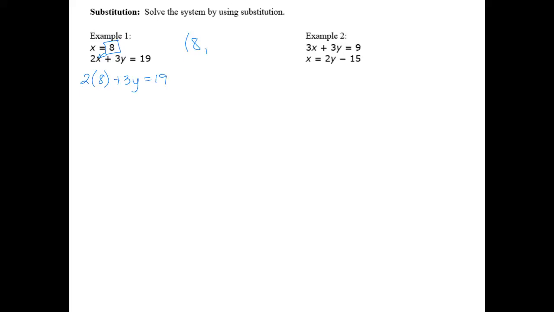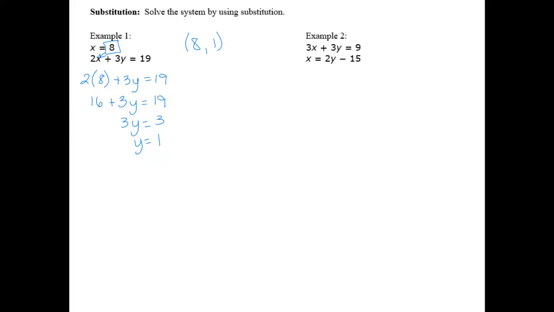So now if we go ahead and solve, we'll make this 16, which we can then subtract to the other side. So we'll have 3y equals 3. And when we divide both sides by 3, we get that y equals 1. So that would make our ordered pair 8 comma 1. I would always recommend that you double check your answer. So if we take 2 times 8, that's 16, plus 3 times 1, that's 3, and 16 plus 3 would give us 19. So that is the solution to the system using the substitution method.